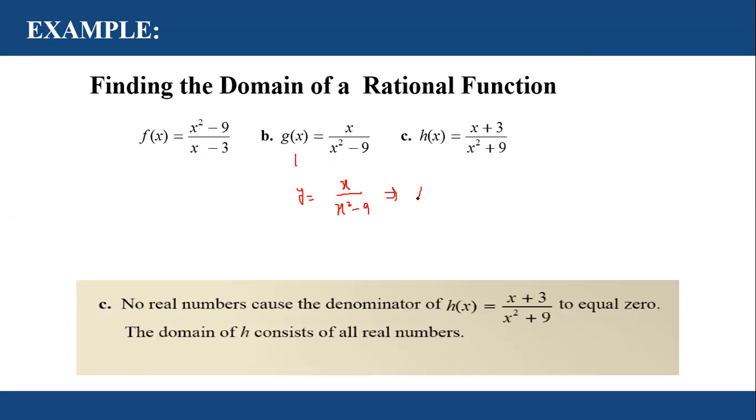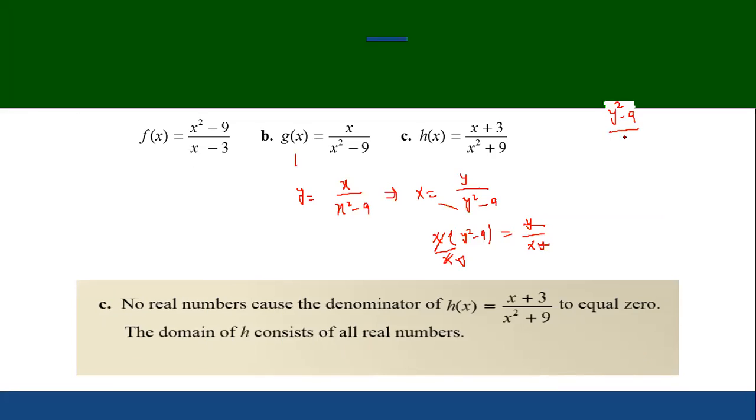value of x and y, x is equal to y divided by y square minus 9. Multiply with x, we have x multiplied by y square minus 9 equal to y. So if you divide both sides by x and y, x cancels with x, and on this side y cancels with y. We have on the right side y square minus 9 divided by y equal to 1 over x.